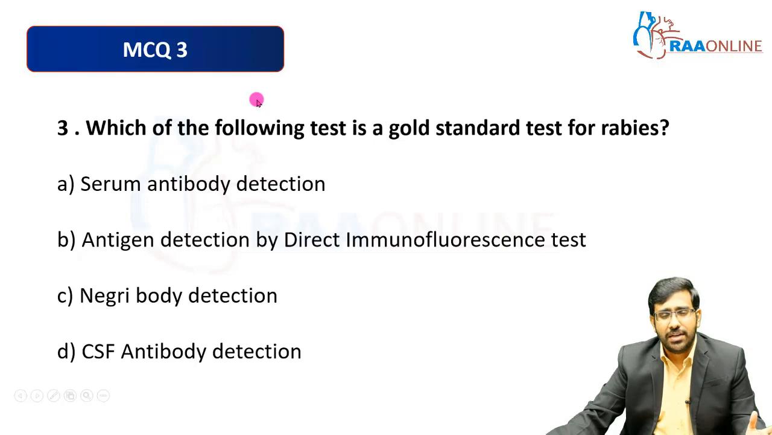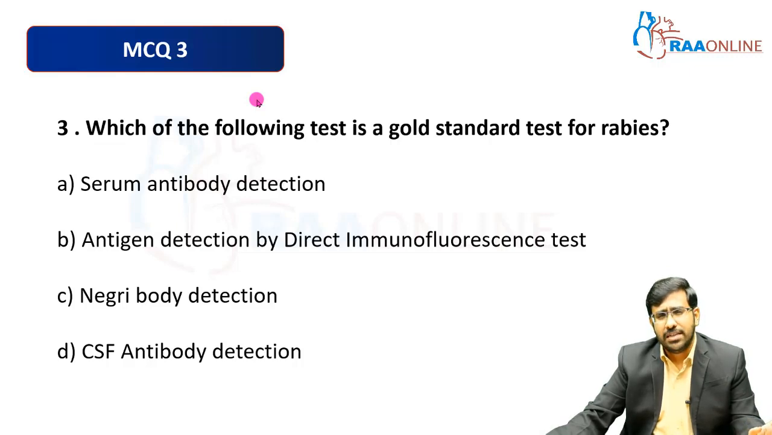Which of the following tests is considered the gold standard test for rabies infection? Option A, serum antibody detection. Option B, antigen detection by direct immunofluorescence test. Option C, Negri body detection. Option D, CSF antibody detection. We all know that whenever there is any infection, there is an antibody response. Here it is not very specific, India being an endemic country. So serum antibody detection is ruled out.